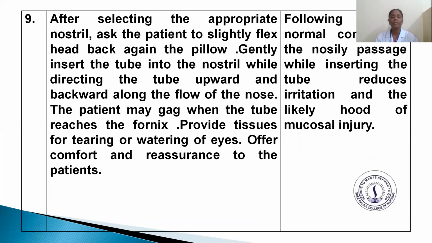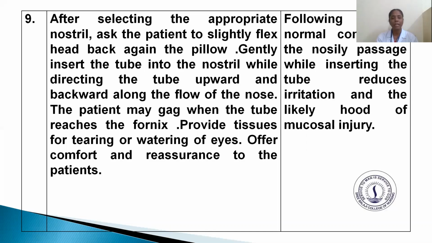9th, after selecting the appropriate nostril, ask the patient to slightly flex the head back against the pillow, and gently insert the tube into the nostril while directing it upward and backward along the floor of the nose. The patient may gag when the tube reaches the fornix. Provide tissues for tearing or watering of eyes. Offer comfort and reassure the patient.